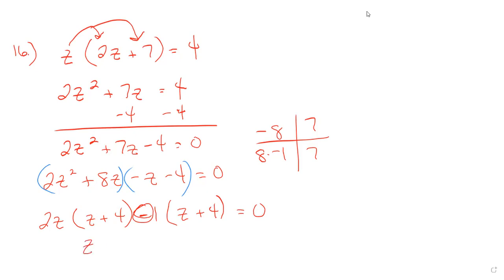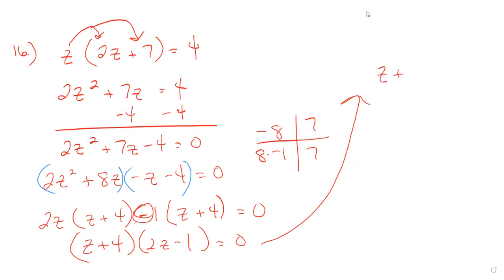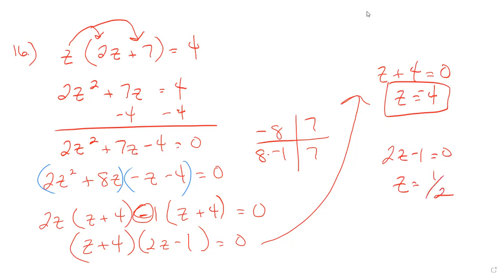I'm going to take out the z plus 4. That's going to leave me with 2z minus 1 equals 0. I definitely have it equal to 0. I definitely have a multiplication problem. Let's break it apart and set each part equal to 0. So we've got z equals negative 4. And here, if I add 1 divided by 2, I'm going to have z equals positive 1/2. So there's our answer for that one.